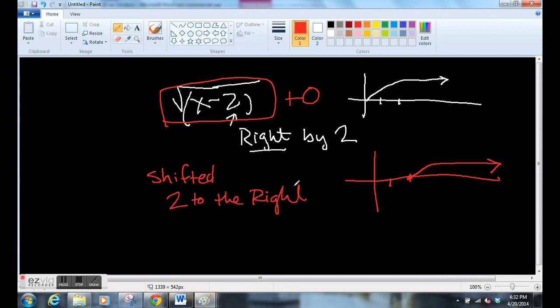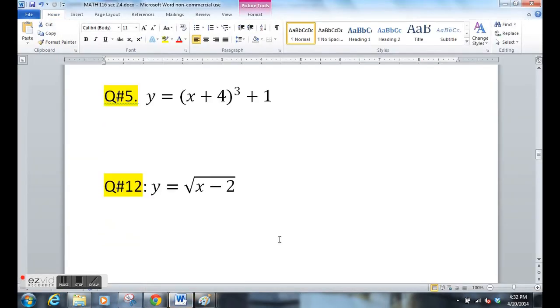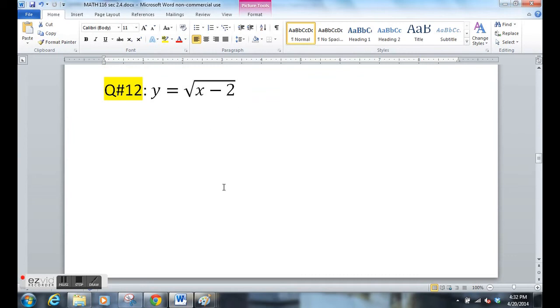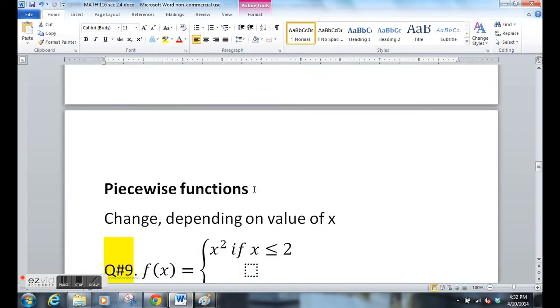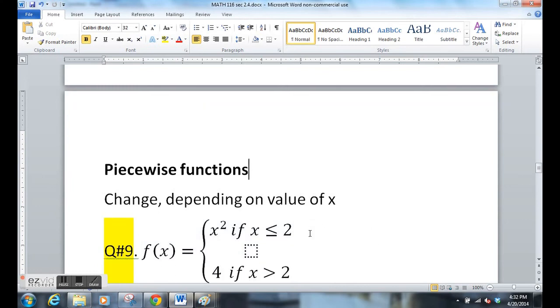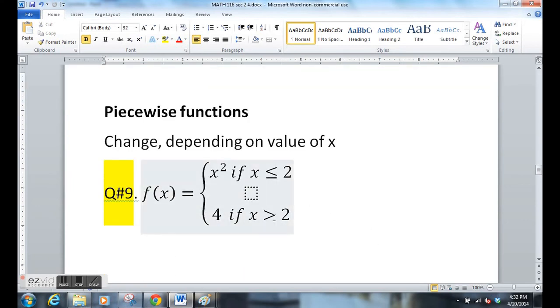So on your test, I would give you a very basic shifting function question, because these can be sort of tricky. So piecewise functions, this section also covers piecewise functions. It just throws a little bit of everything in there. These are functions that change depending on the value of x. So here's an example of a piecewise function. This is question number 9.